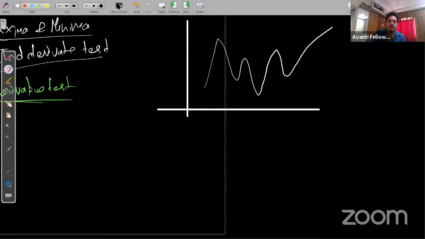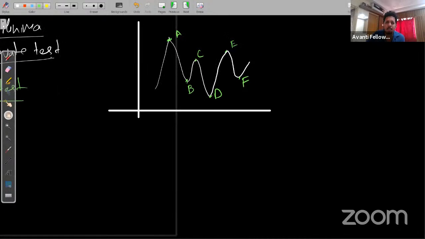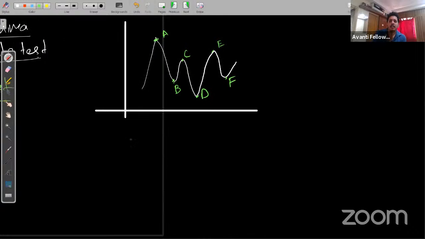Like some curve is there, guys. Okay, some curve has been given to you like this. You will have so many points on this curve. Let's say it is point A, point B, point C, point D, point E, and F. Is it okay? Now tell me, what are these points? Like A, B, C, D, E, F. Can anyone please tell me?